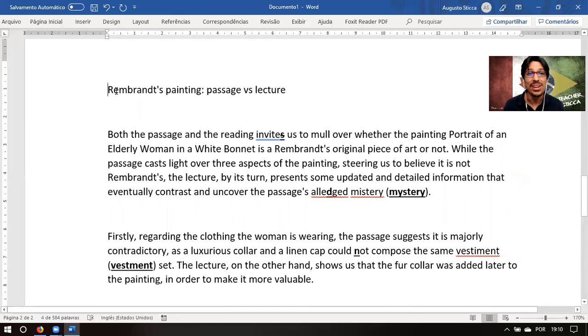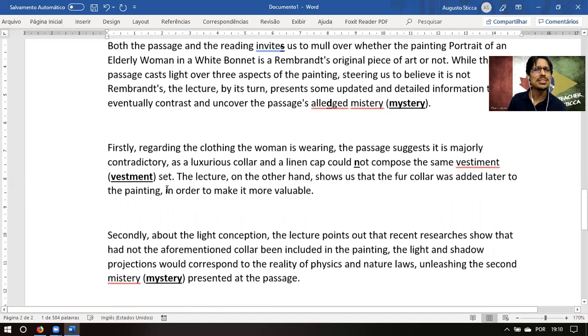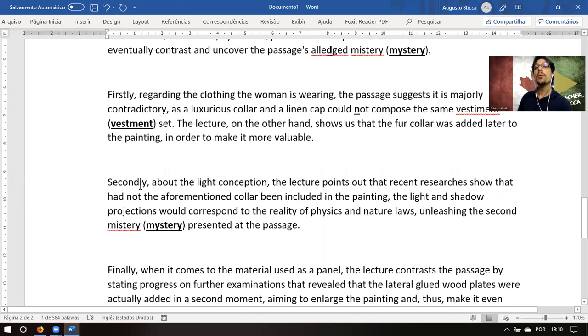Rembrandt? I don't speak Dutch, so I have no idea how to pronounce this word. Rembrandt's painting. On the other hand, the professor in the lecture states that the color was painted many years later to add value to the painting. And so it is true that the color is not adjusted with the light, but it doesn't take away the fact that who did it was really Rembrandt, okay?